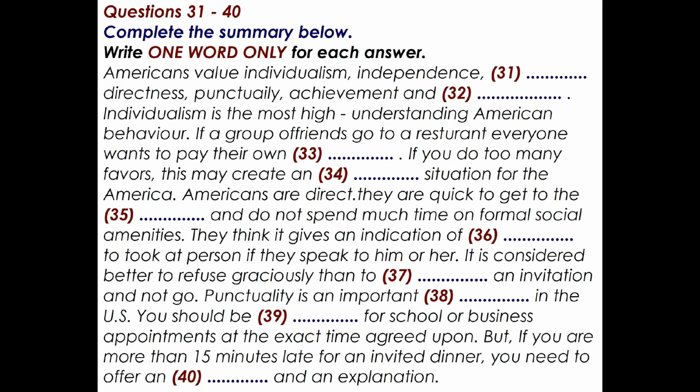Here are some examples of how this value affects behaviors. 1. If a group of friends go to a restaurant, everyone wants to pay their own way. In other words, they want to have separate checks and not be someone's guest. 2. In friendships, which seem to initially develop more quickly in the US than in other cultures, the Americans may feel uncomfortable if you give them more help than they need. This is a tendency to draw back and see dependency as weakness.